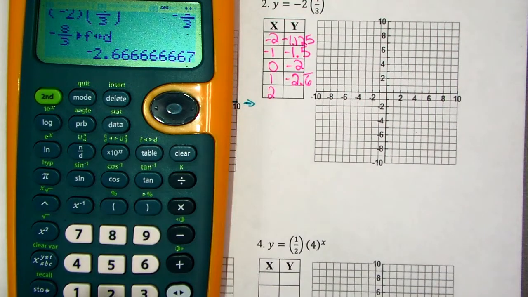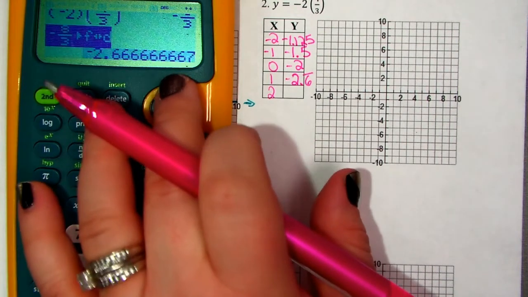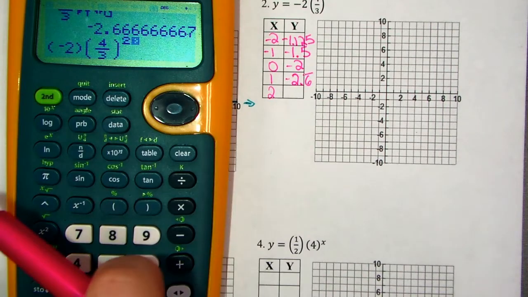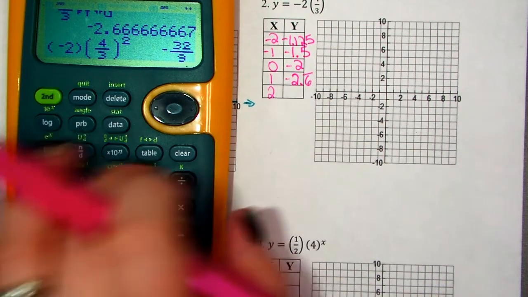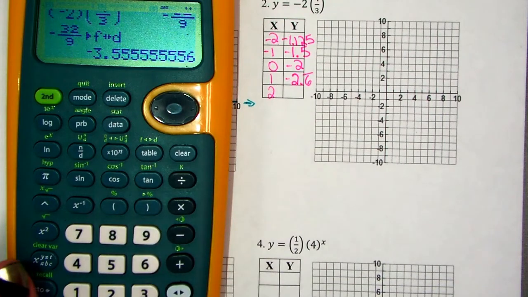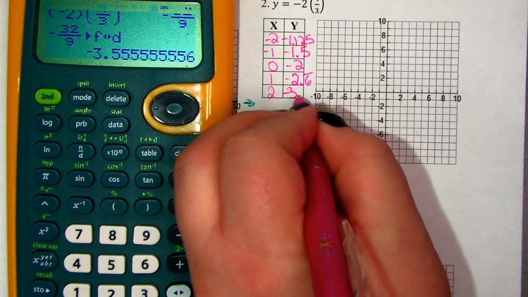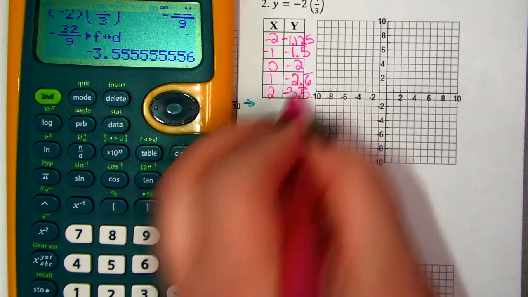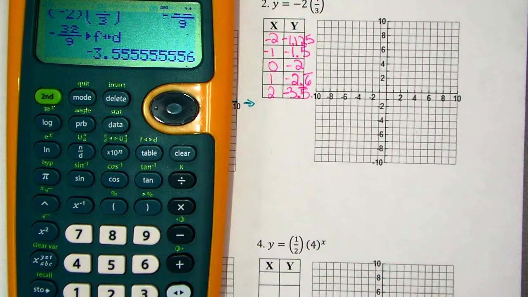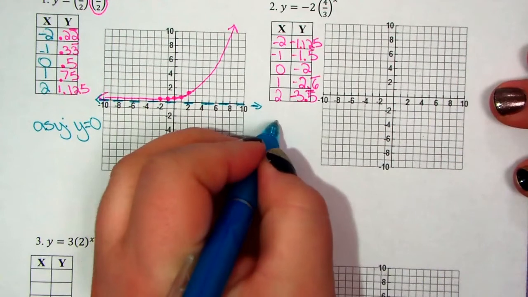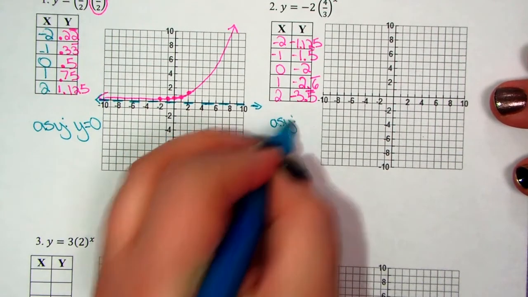We get -2.6 repeating. Change your 1 to a 2. We have -3.5 repeating. So let's go ahead and plot this onto our graph. We've got our asymptote to do first.